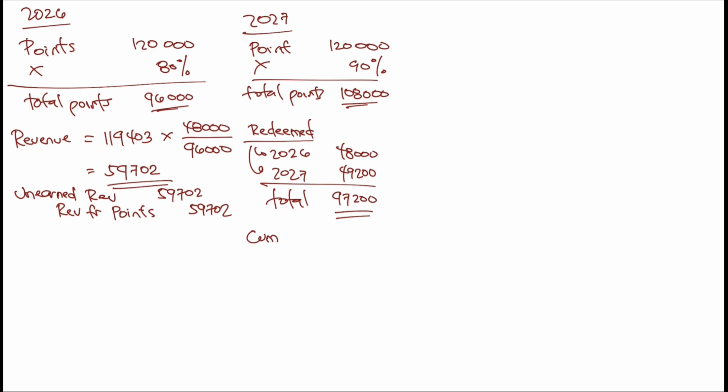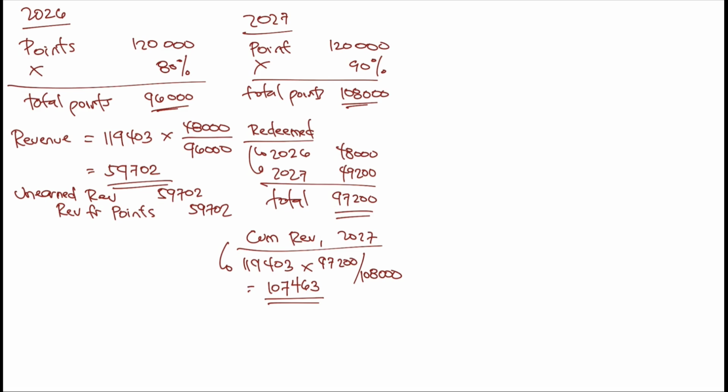Okay? So, the cumulative revenue now for the year 2027 is paano i-compute? That's equal to 119,403 times 97,200 divided by the total na inaasahan natin, which is 108,000, or this is equal to 107,463. Okay? Listen up guys. Cumulative revenue po yan for the year 2027. Ang kailangan lang natin is yung revenue for the year 2027 alone. So, from the cumulative revenue of 107,463, ibawas mo lang yung revenue na na-recognize na natin dati, which is equal to 59,702. So, revenue for the year 2027 now will be 107,462 minus 59,702, or that's equal to 47,761.